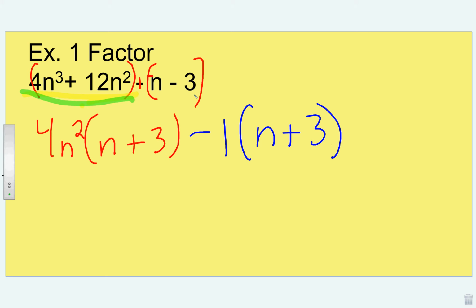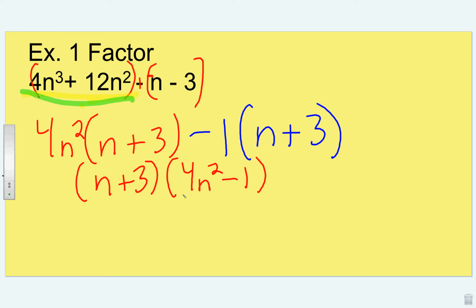Now, next step is do what? Okay, whichever way you want to write it, n plus 3 is what's in common, and then you have 4n squared minus 1. And I'm done, right? No. As Blake might tell us, we're not done.